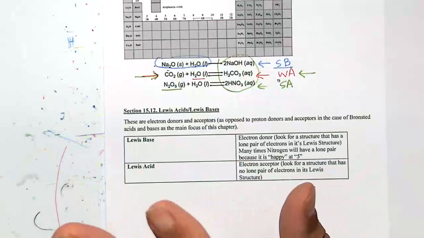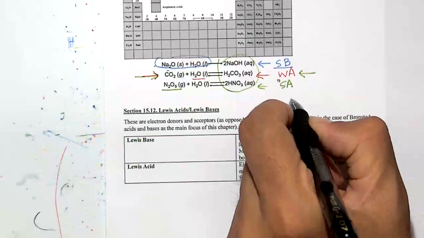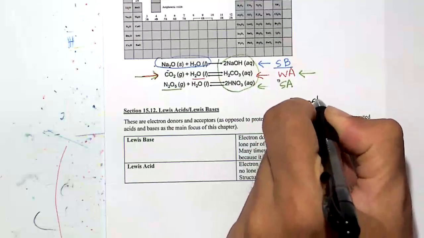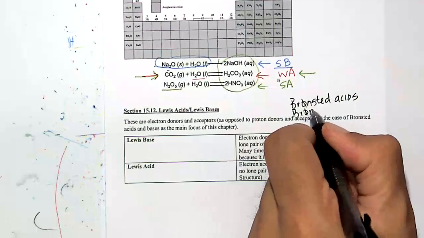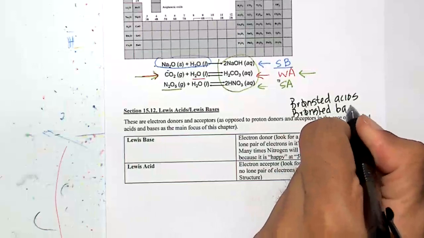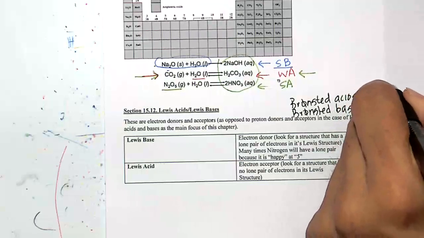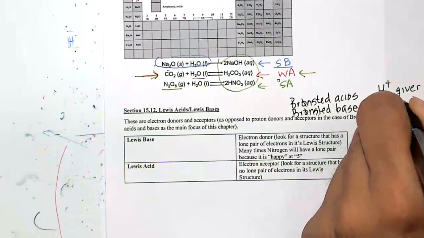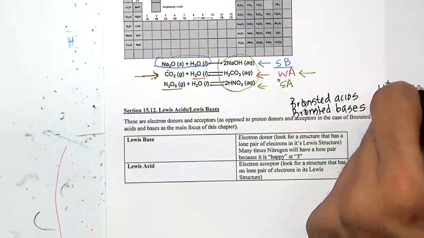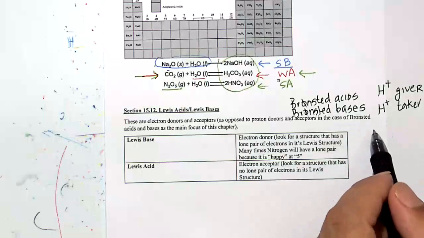Okay, so anyways. All right, and finally, again just for your own information, we've been talking about Brønsted acids and Brønsted bases. So what are Brønsted acids? They give H+, and this is an H+ taker. A giver and a taker. So this is the essence of chapter 15.